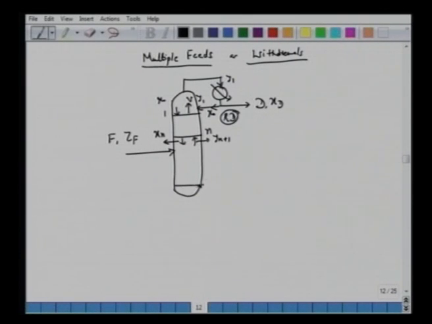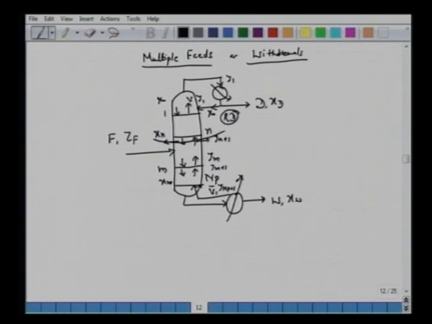Similarly we have the last tray NP, and this stream is brought here. We have the reboiler, the bottom product W and XW, and the vapor phase is sent back as V bar with concentration YNP plus 1. If we choose any tray M, we have the vapor phase Ym, here Ym plus 1, and we have Xm minus 1 and Xm. To address this, we wrote down the operating balance equations for the top and bottom sections, so we took two envelopes.